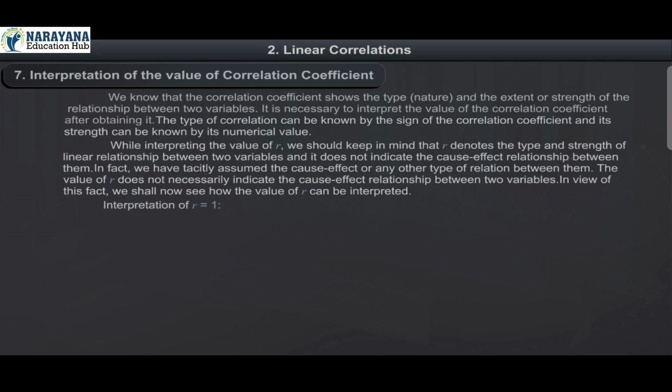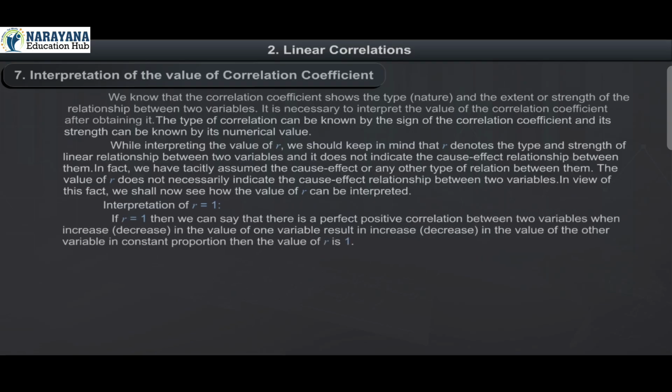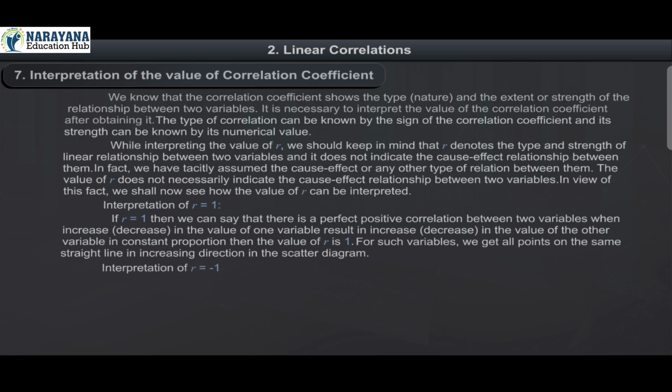Interpretation of R is equal to 1. If R is equal to 1, then we can say that there is a perfect positive correlation between two variables. When increase or decrease in the value of one variable results in increase or decrease in the value of the other variable in constant proportion, then the value of R is 1. For such variables, we get all points on the same straight line in increasing direction in the scatter diagram.